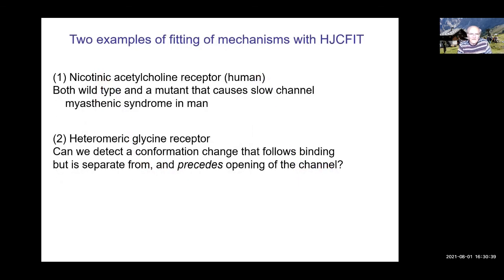So now I'd like to go through 2 examples of the fitting of mechanisms with HJC fit. That's the fitting program that I mentioned. First, the nicotinic acetylcholine receptor, the human one, both the wild type and a mutant that causes slow channel myasthenic syndrome in man. And secondly, the heteromeric glycine receptor.